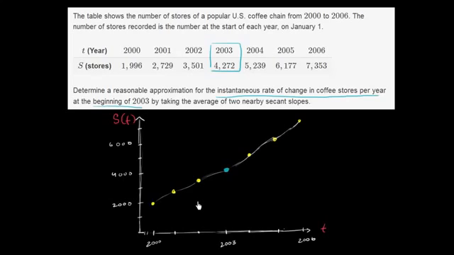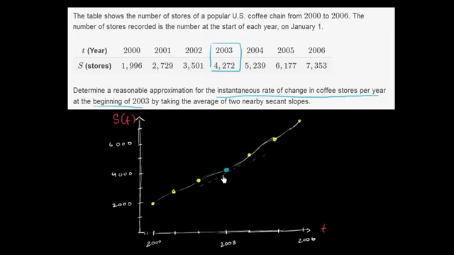So when they're saying the instantaneous rate of change in coffee stores per year, so this is the instantaneous rate of change of stores per time, they're really saying we need to approximate the slope of the tangent line in 2003, when time is 2003. So the tangent line might look something like that. I want to draw it so you see that this line right over here is tangent.